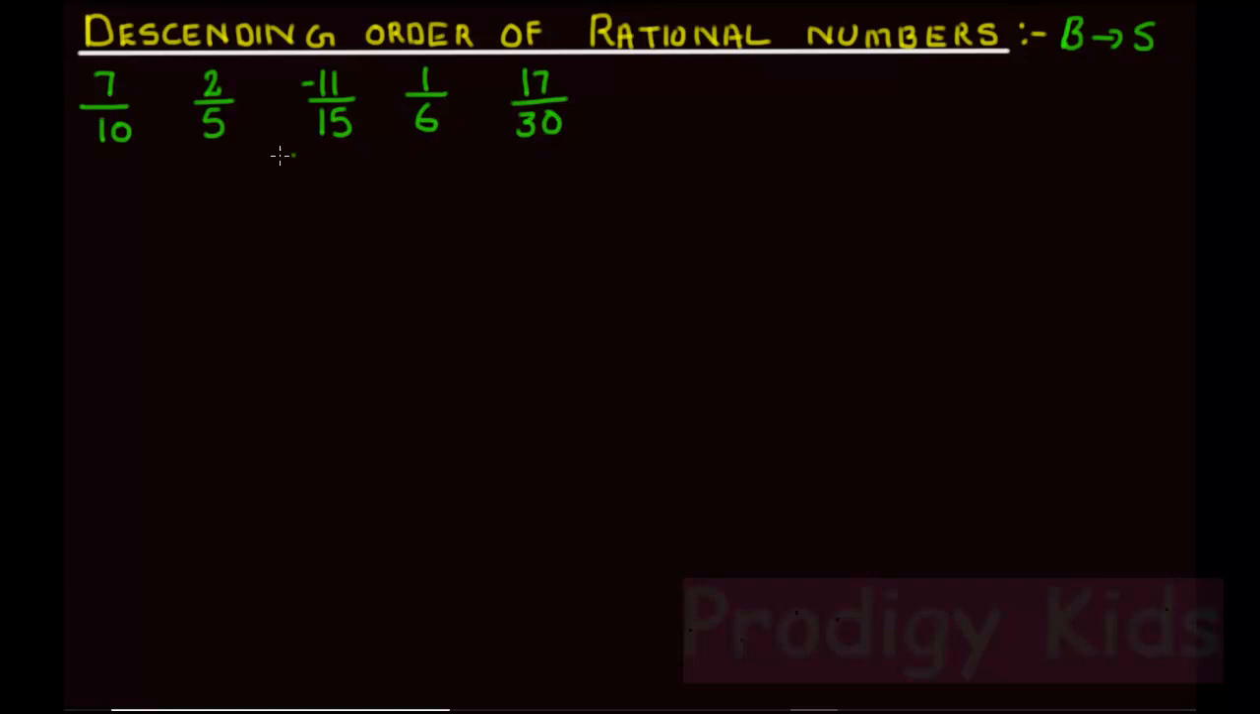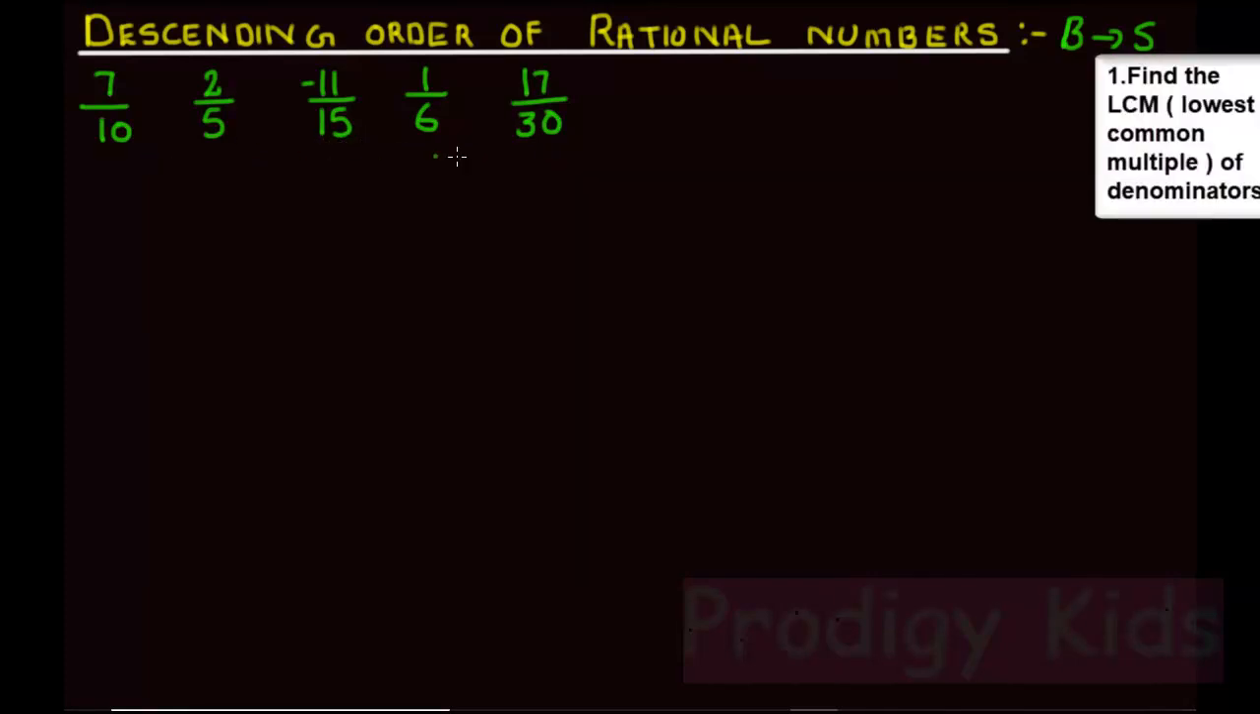We also know that positive rational numbers are greater than negative ones. So from this, we can make out that negative 11 by 15 is going to be the smallest one. Don't you think so? Okay, for this, step 1 is to find the LCM of the denominators. Now, what are the denominators? The LCM of 10, 5, 15, 6 and 30. So let's find the LCM.